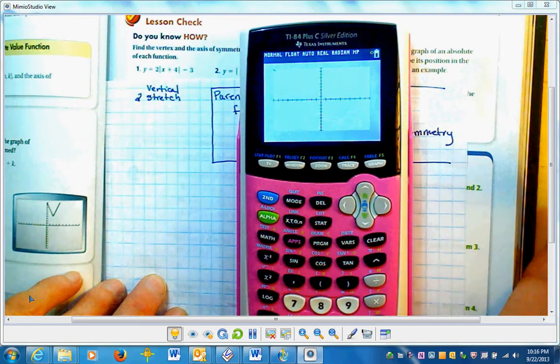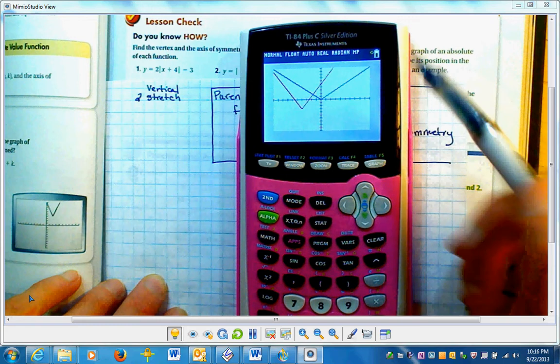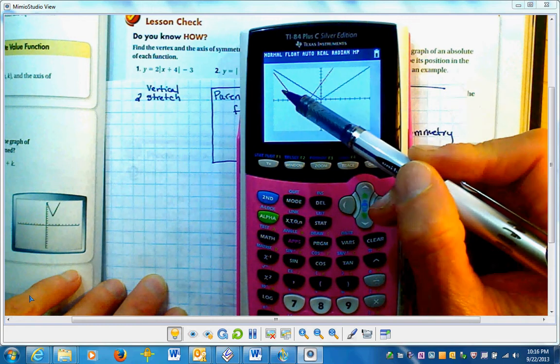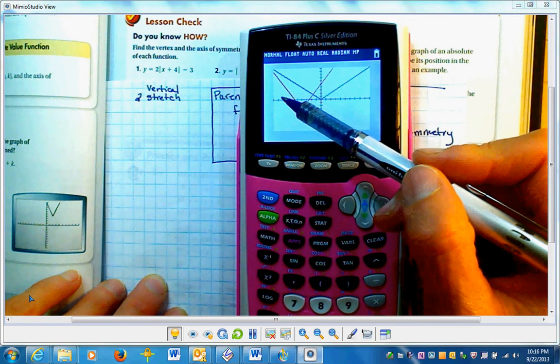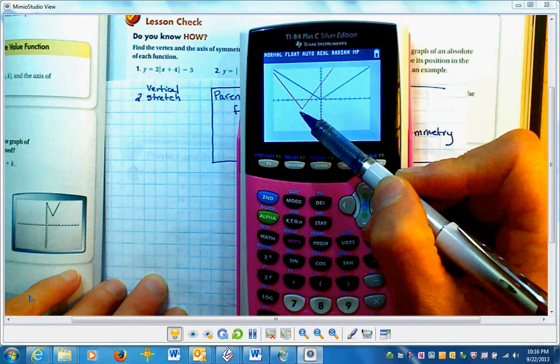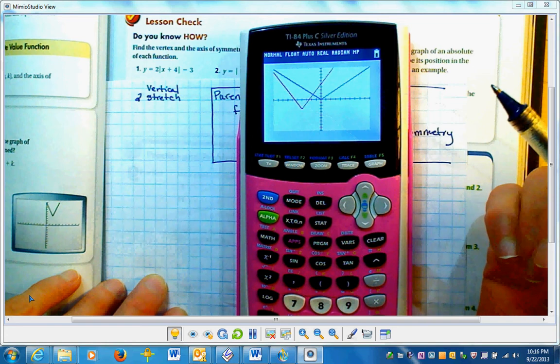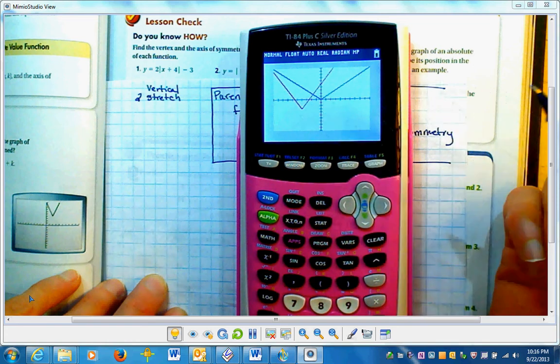Let's go back and look at that graph. There's my parent function. Okay, so it looks like we've already talked about how this stretched. Okay, it's stretched by 2 vertically, but my vertex has shifted from 0, 0 to that point down there. So let's see, what is my vertex? How can I find my vertex by looking at this graph?